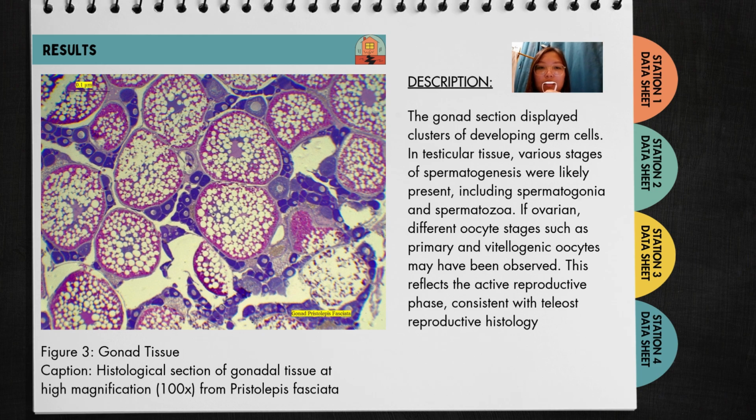Next, the gonad tissue, taken at high magnification. The gonad section displays clusters of developing germ cells. In testicular tissue, various stages of spermatogenesis were likely present, including spermatogonia and spermatozoa. If ovarian, different oocyte stages such as primary and vitellogenic oocytes may have been observed. This reflects the active reproductive phase, consistent with tilapia reproductive histology.